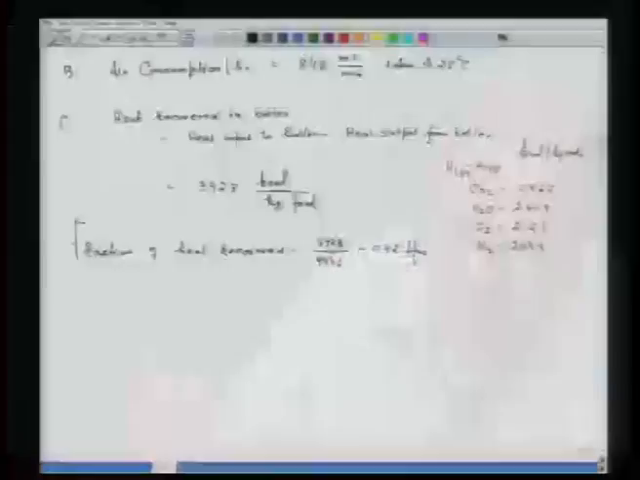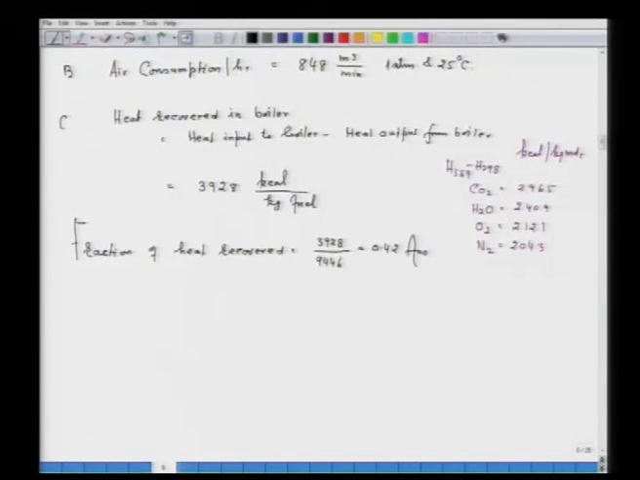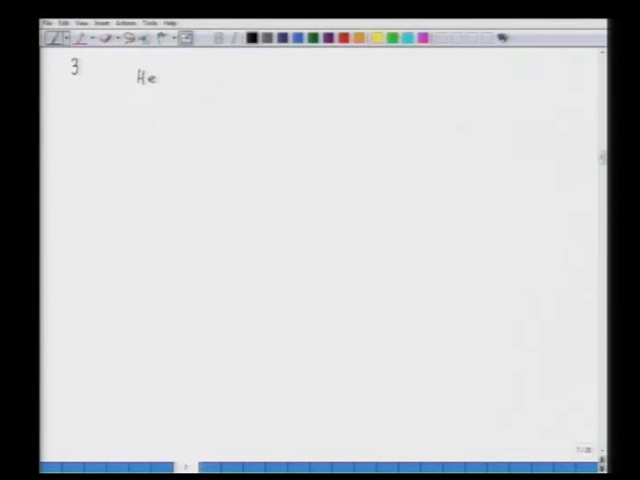So, the problem says the installation of a preheater is under consideration, and the A part is: if the daily process requirement and daily heat loss are kept same, what percent saving in fuel could be achieved by the preheater installation. So, we will make again a heat balance. So, this is problem number 3. So, heat balance, let us say heat input, and on this side heat output, again in percent of total.